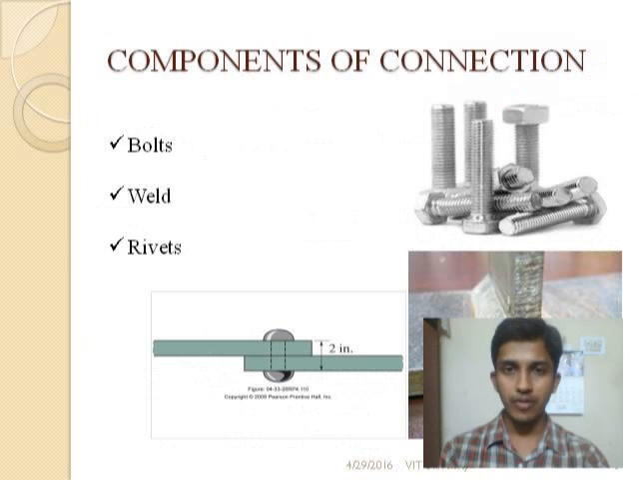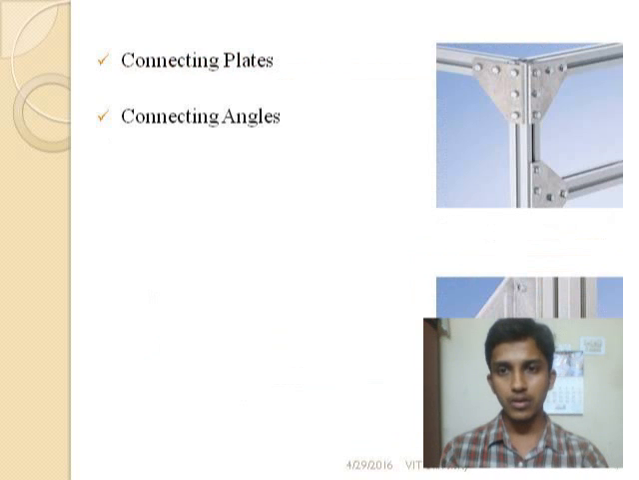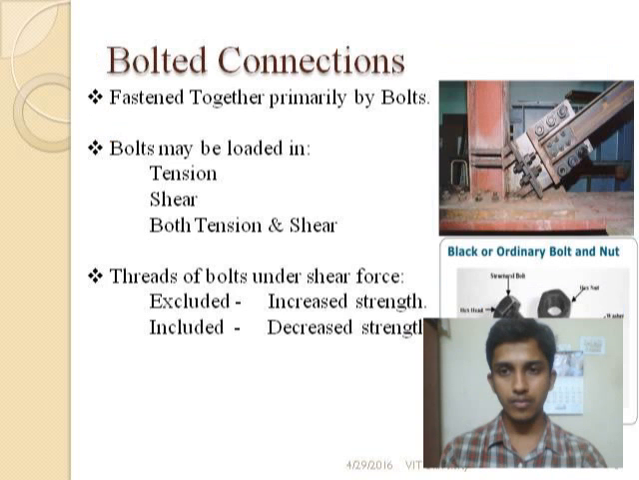So we have different types of components in connection. Connection we can do using bolts, welds and rivets. Rivets nowadays usually we are not using. So nowadays we are using bolts and welds. Then we'll use connecting plates and different connecting angles in it. So first we'll see bolted connections.